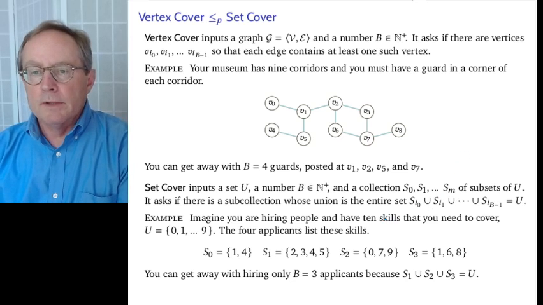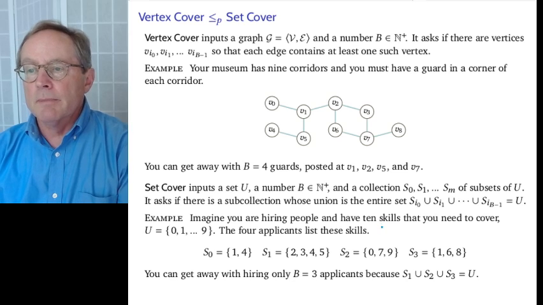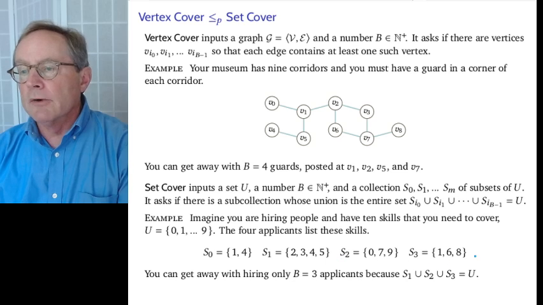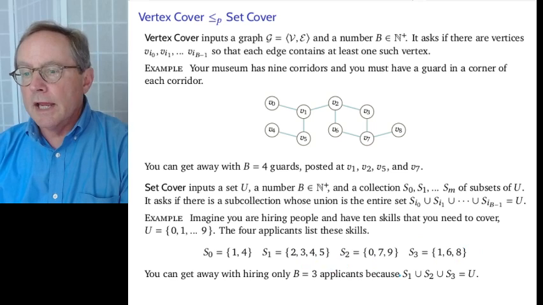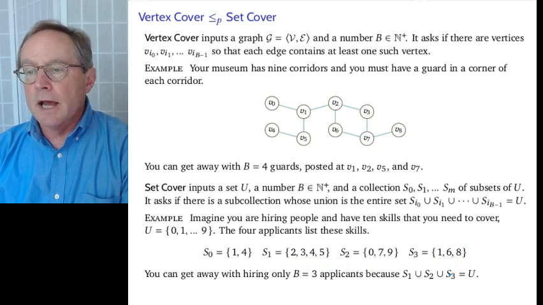The example that I have here is you're hiring people and you have 10 skills to cover, skill 0, skill 1, up to skill 9, and the 4 applicants check off. So the first applicant says, I have skill 1 and skill 4. The second applicant says, I have skill 2, skill 3, skill 4, skill 5. So can you get away with hiring here only 3 applicants? And I think the answer is yes, because if you take S1, S2, and S3 and union them together, you in fact cover every single one of the skills. So this S0 person happens not to be needed.